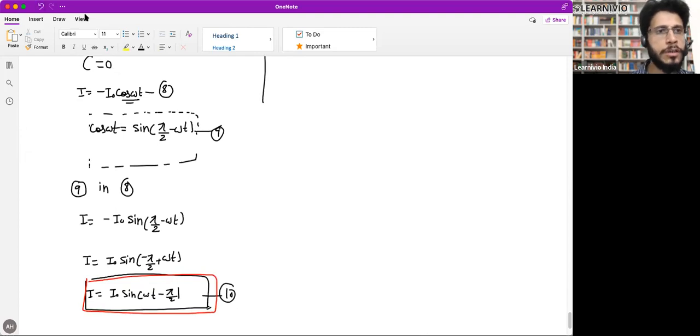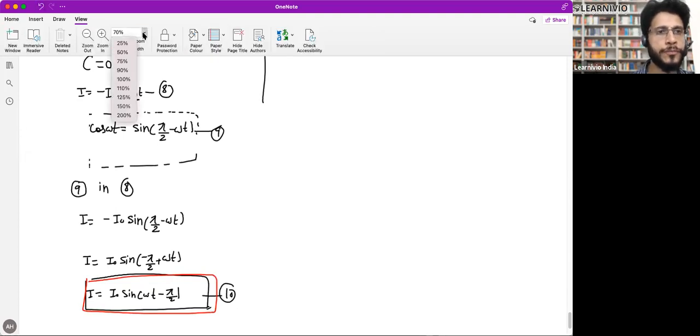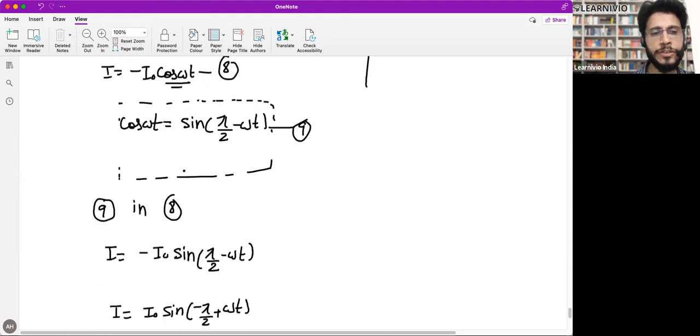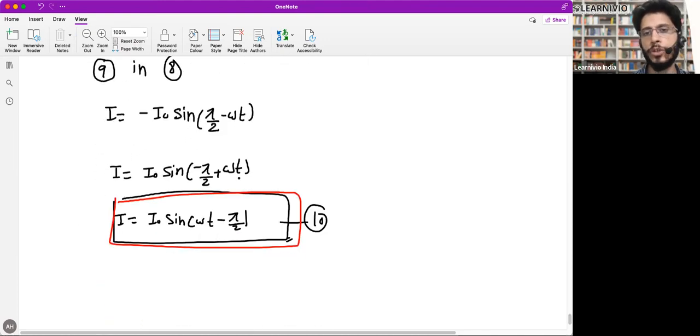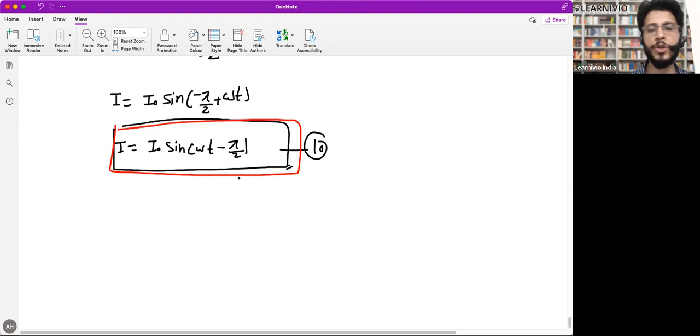Okay, so let's discuss something. If we look at the equation of current and equation of EMF, Amalia, from equation 1 and equation 10, can you conclude whether the EMF and current are in the same phase or in different phase? Different phase. What's the phase difference between them? Pi by 2.